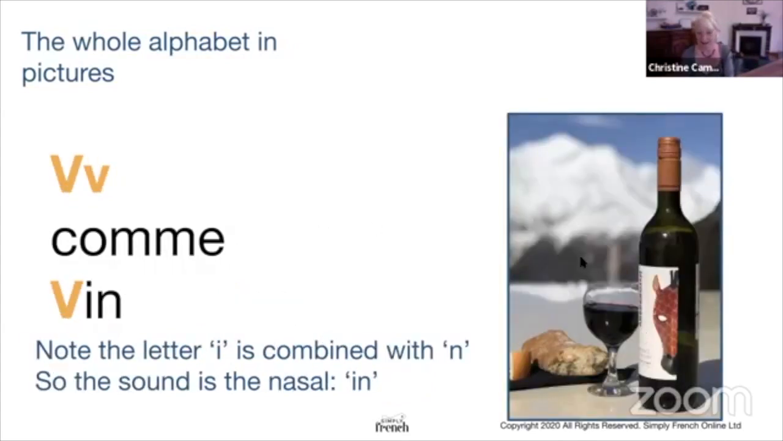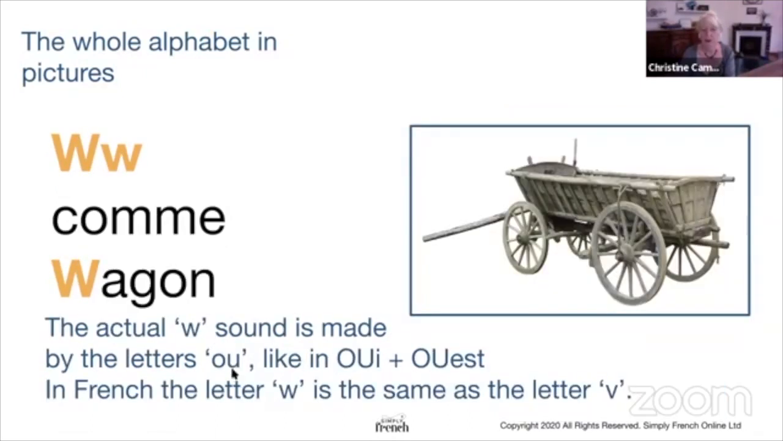V comme vin, couldn't resist. Yes, this is a picnic we had in the mountains. It was beautiful. Note the letter E is combined with N here, so that it's not E at all anymore. We have a combo and it's the nasal sound N. Vin, vin, vin, vin. W comme wagon.